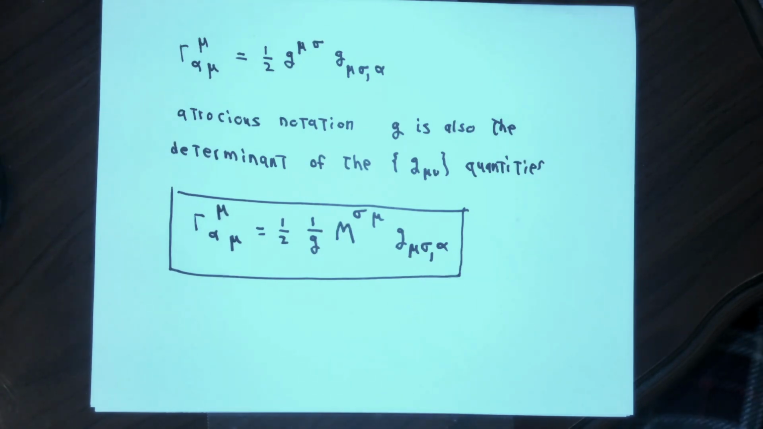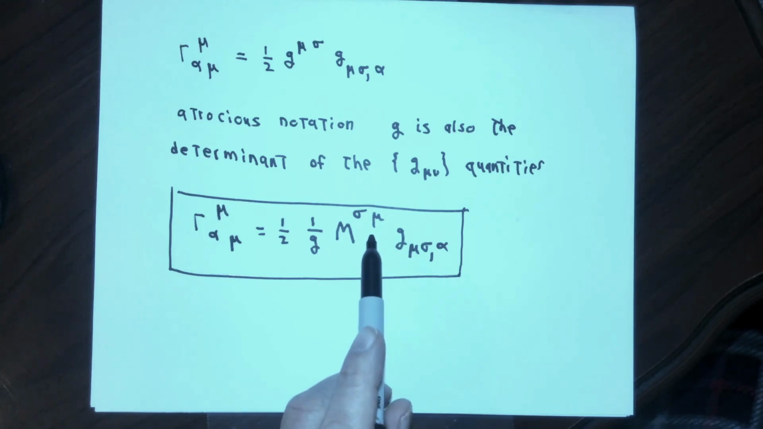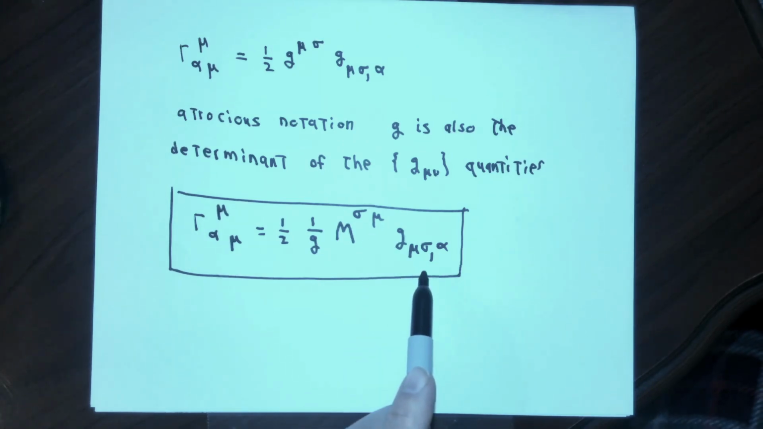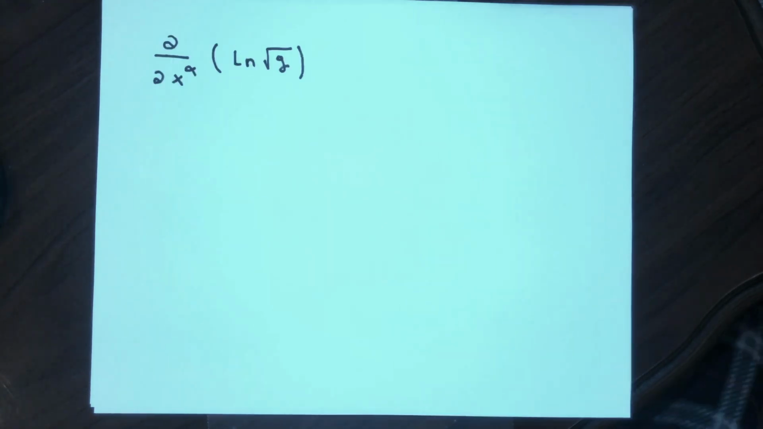It's a point worth mentioning that the M numbers typically don't form a symmetric matrix, even though the g's do. So I am not free to swap the sigma and mu here, but I am free to swap the sigma and mu there. I've thought about how to approach the other half of this little calculation several ways.